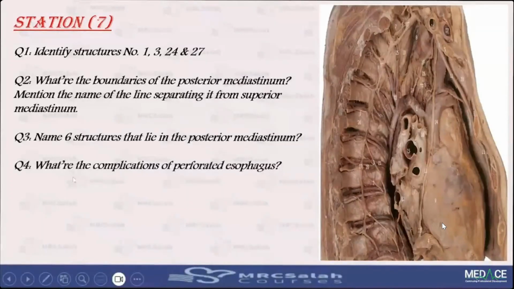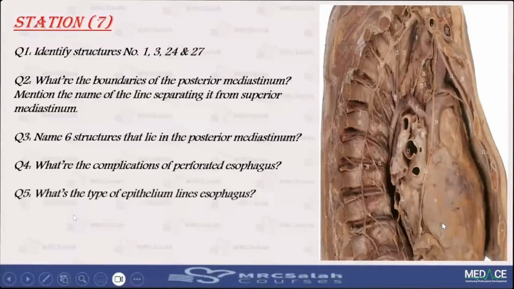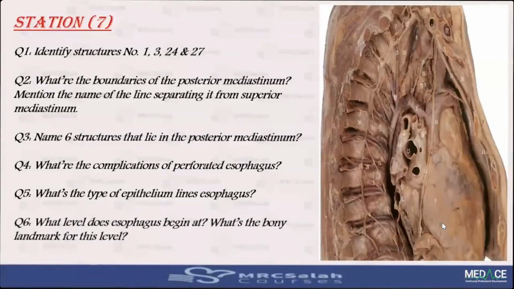What are the complications of a perforated esophagus? There will be mediastinitis, also emphysema, pneumonia. Yes, abscess. What type of epithelium lines the esophagus? It is non-keratinized stratified squamous. What level does the esophagus begin at? It begins at the cervical 6 level, and the bony landmark is the cricoid cartilage.